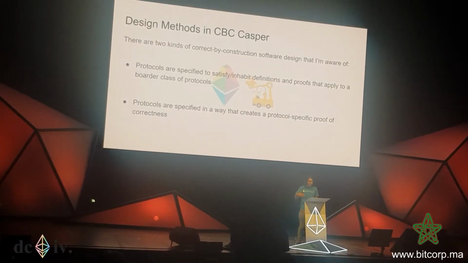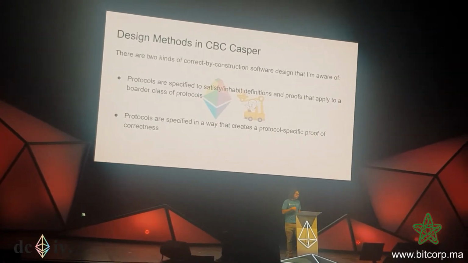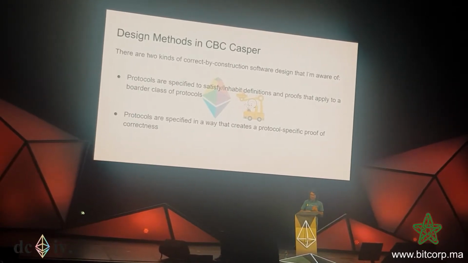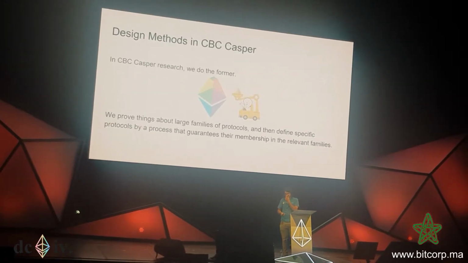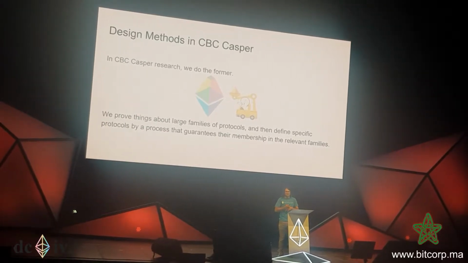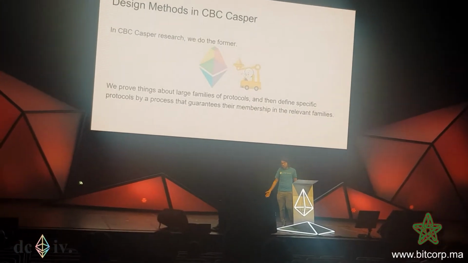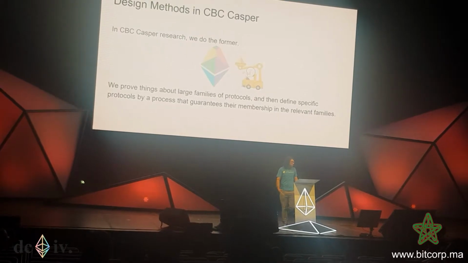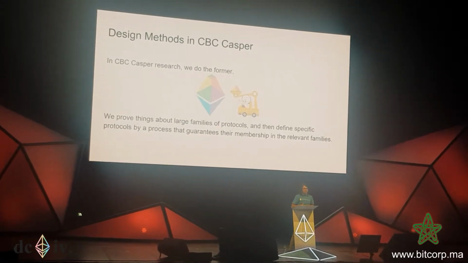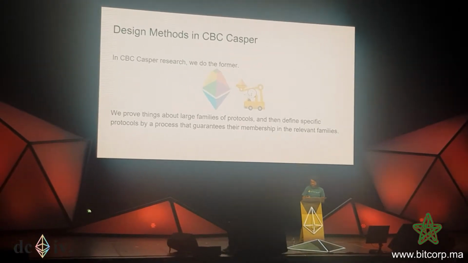The other kind of approach is that the protocols are specified in a way that actually generates a proof of their correctness. So you generate the protocol and a new proof for every protocol. It sounds hard. I've heard of people doing it in programming languages and compilers, but that hasn't shown up for me yet. So what I do here is define large families of protocols and prove things about them, and then choose specific protocols out of them, which, by virtue of being in those families, will have these properties.